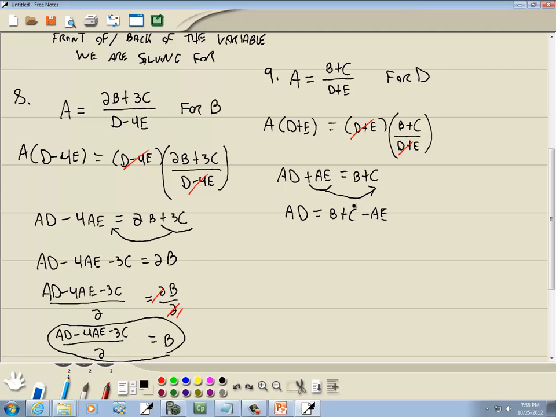Step 4 we don't have to do still. Step 5, divide both sides by what's in front of or behind the variable you're solving for. Solving for d, there's an a in front of it, so we'll divide both sides by a. We'll do that, those a's cancel. And we got d is equal to b plus c minus ae over a.